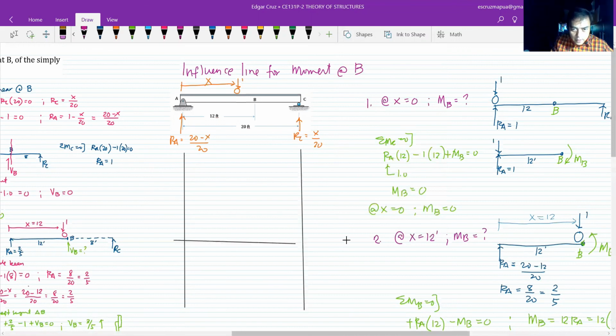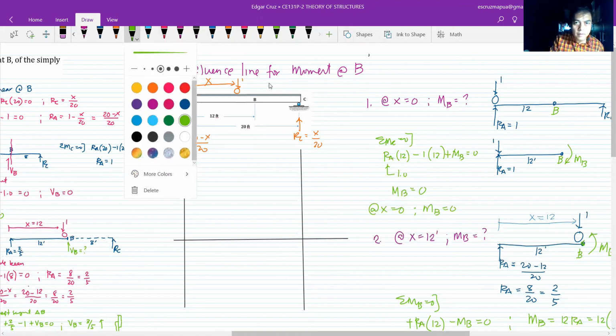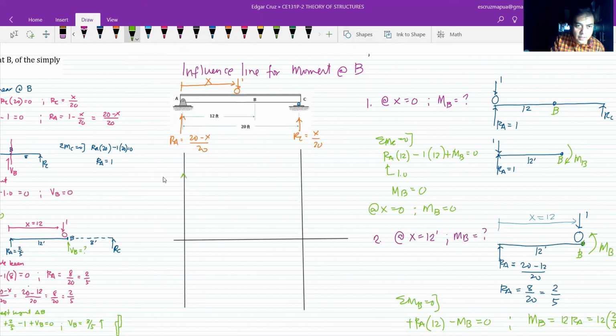So simple lang, madali lang ang influence line niyan. Okay, so di bale ito. So ito yung influence line. So this would be the influence line at moment at B. So at x equals 0, moment at B is 0. So ito yun.